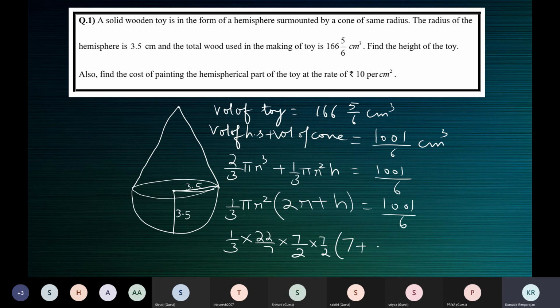H is what? The height of which one? The height of the cone. The height of the cone we don't know. That's what we have to find. This h is the height of the cone. 1 by 3 pi r square h. We don't know the height of the cone. It's not given. It is equal to 1001 by 6. Work this and find the value of h.